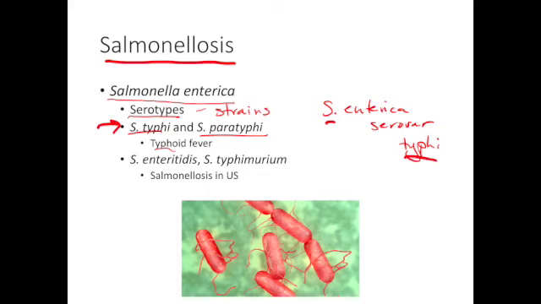These two serotypes, typhi and paratyphi, are responsible for the disease typhoid fever, which is a very severe form of salmonellosis. The more common types that we see here in the US are Salmonella enterica serovar enteritidis and serovar typhimurium. Typhimurium is actually what we've used in lab, and these, again, cause salmonellosis in the US, salmonellosis being the less severe form of the disease as compared to typhoid fever.